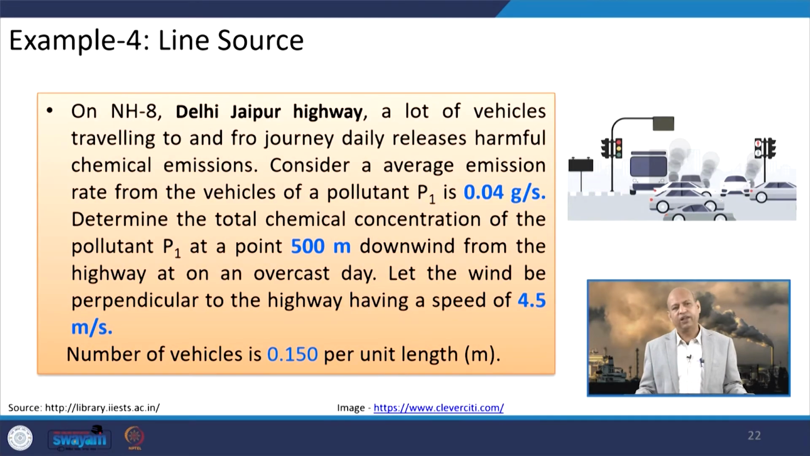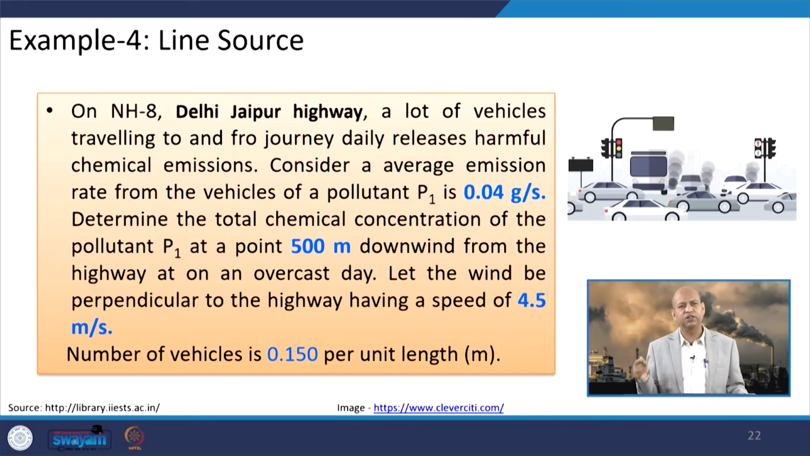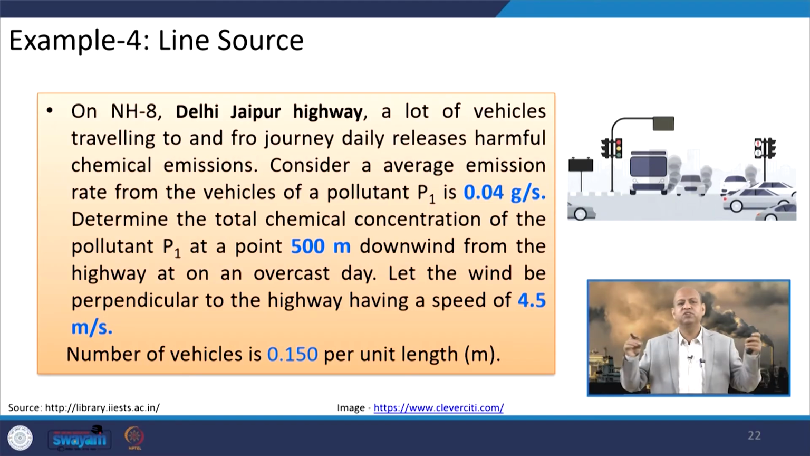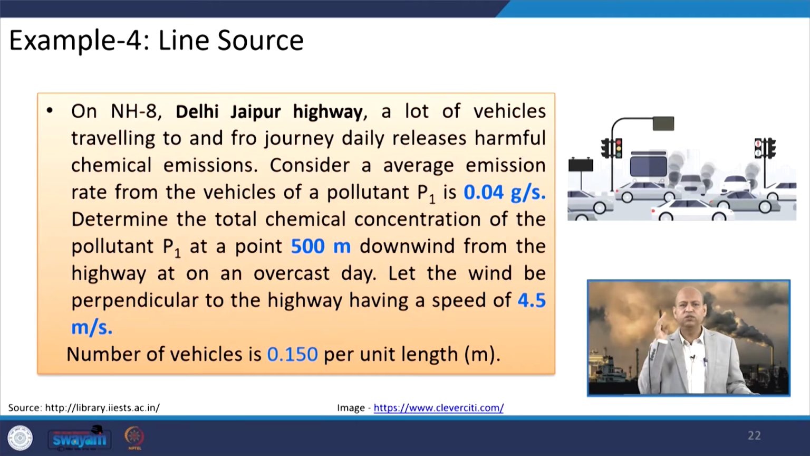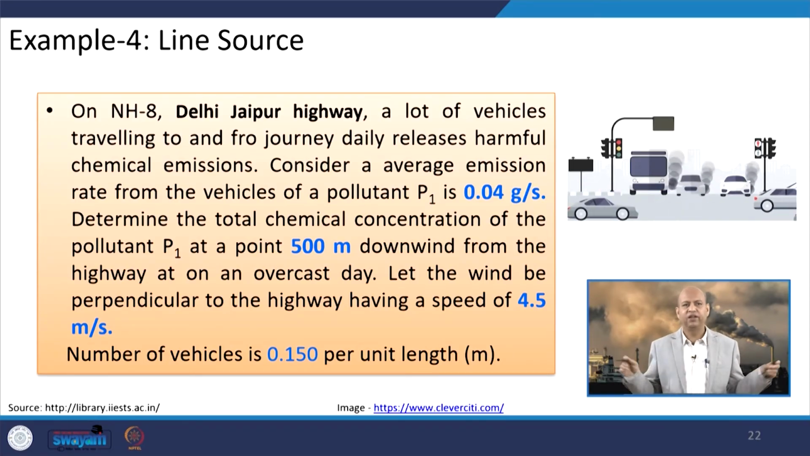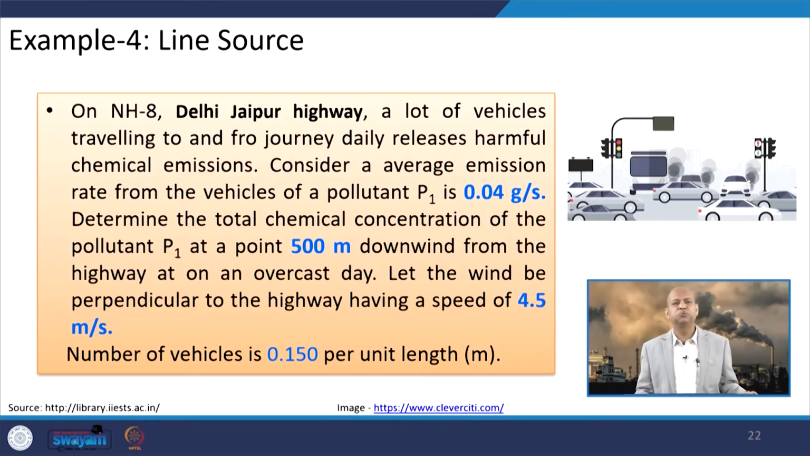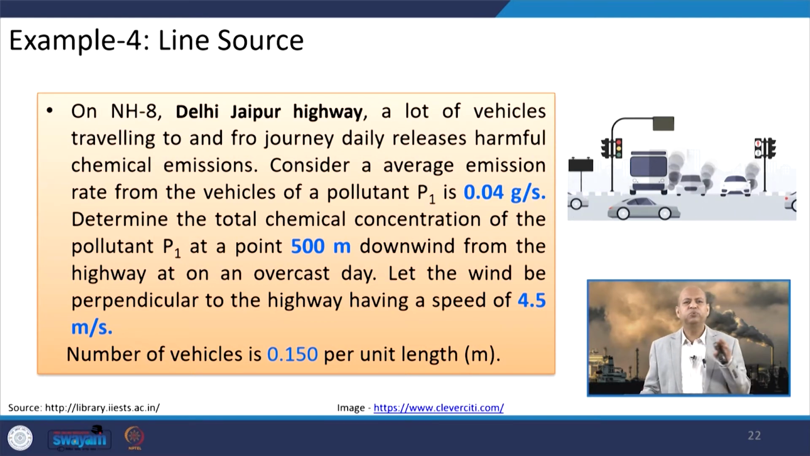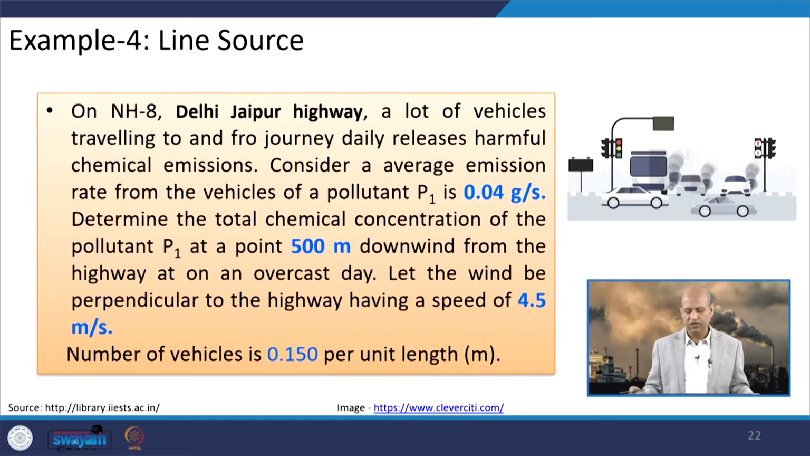Now, we come to the line source. Like on the road, vehicles are moving and exhaust emissions are released from the tailpipe, so this is a line of emissions, and we need to know the concentration at a distance normal, or perpendicular, to this line source. Let us assume another example: on NH8, the Delhi Jaipur highway, a lot of vehicles travelling to and fro daily release harmful chemical emissions, different kinds of air pollutants. Now, consider an average emission rate from the vehicles of a pollutant P1, which is given as 0.04 gram per second.